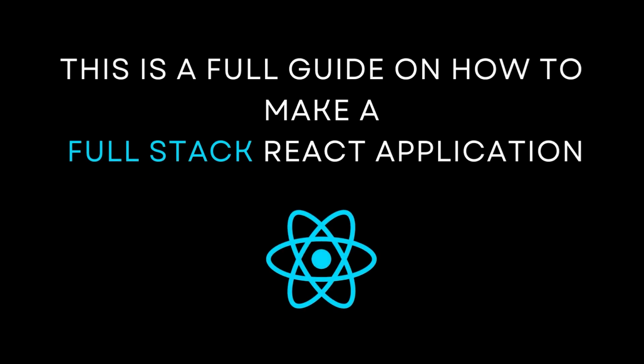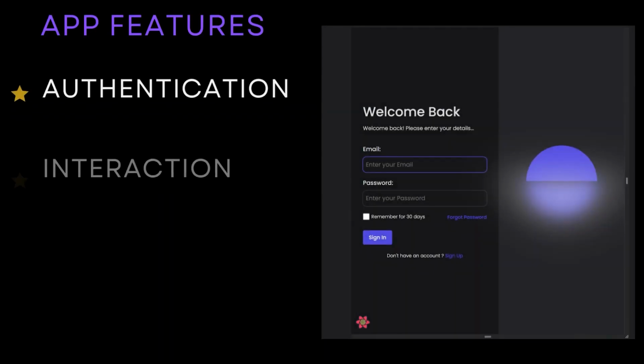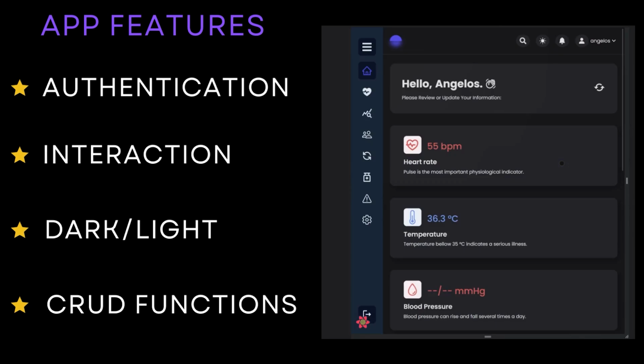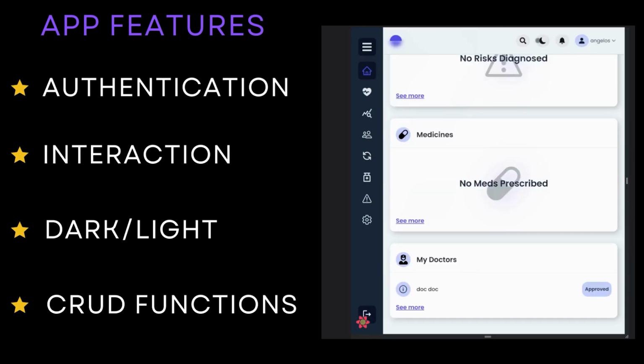Hello guys, this is a full guide on how to make a full stack React application. We're gonna use multiple technologies like React, Node.js, Docker, Postgres and Prisma. The app contains multiple features such as authentication, interaction between the users, dark and light mode and CRUD functionality.